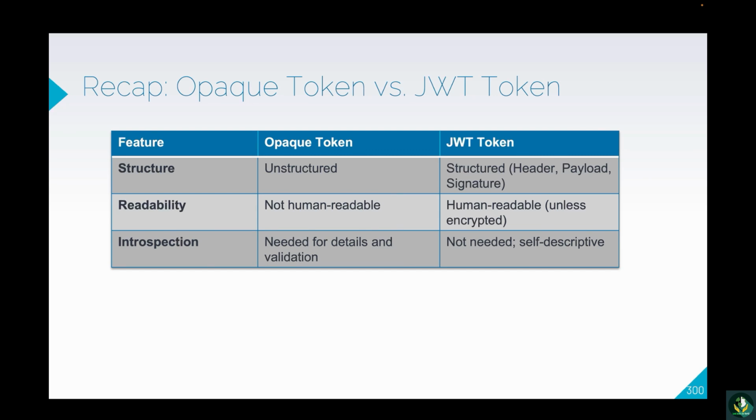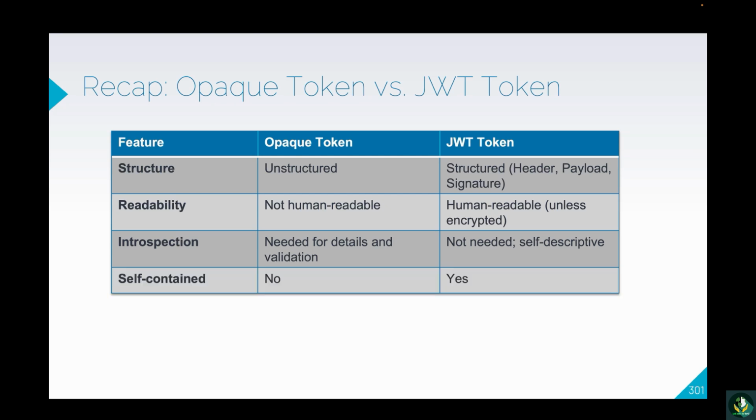Introspection. Opaque tokens require introspection, meaning the resource server has to ask the authorization server whether the token is valid and retrieve any relevant information. JWT tokens don't require introspection as they are self-descriptive. The resource server can validate the token and its contents locally.